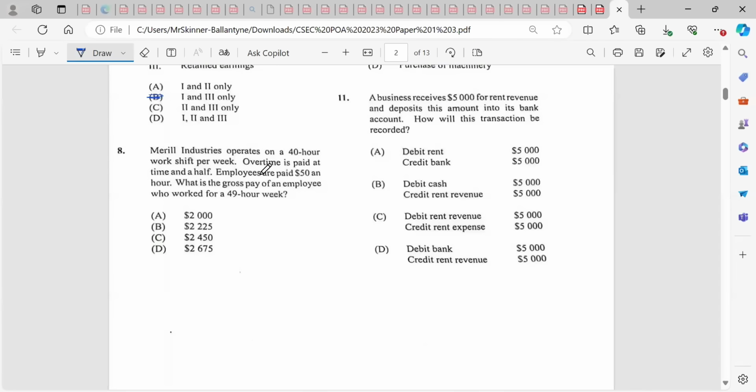Number 8. Merrill Industries operates on a 40-hour work shift per week. Overtime is paid at time and a half. Employees are paid $50 per hour. What is the gross pay if the employee works for 49 hours? The first 40 hours will be paid at the regular rate, 40 by 50, which is 2,000. The remaining 9 hours will be paid at the overtime rate, 9 by 50 by 1.5, since it's time and a half. That gives you 675. 2,000 plus 675 gives us D. So number 8 is D.